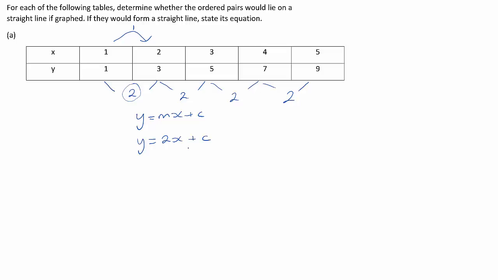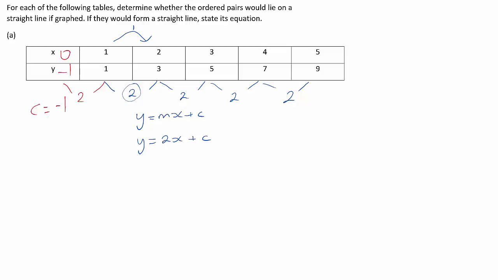Now, finding the c, there's a couple of different ways we could do that. One of them is to go backwards and try to find what happens to y when x is 0. Well, if this difference is going to be 2, that would take us to -1 here. So that gives us c is -1.